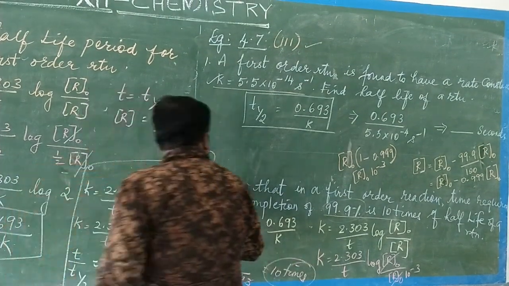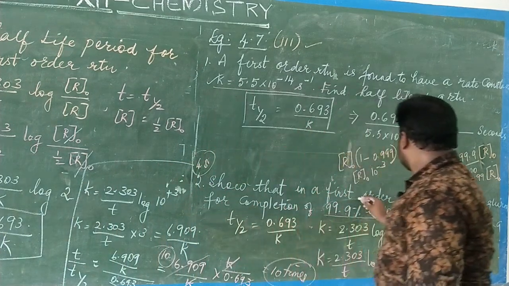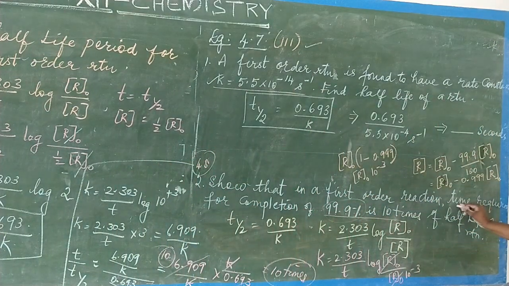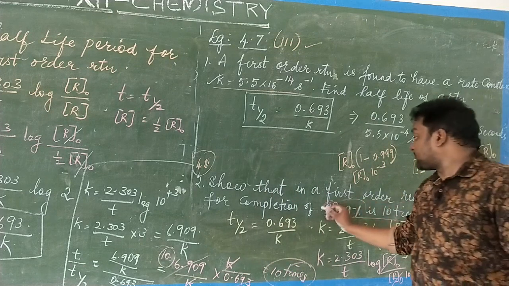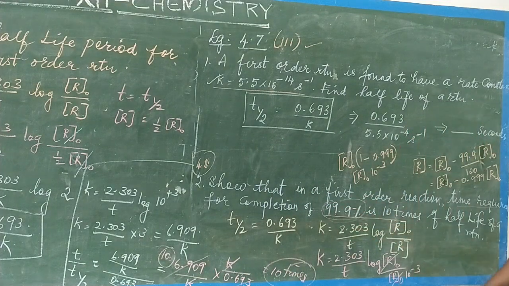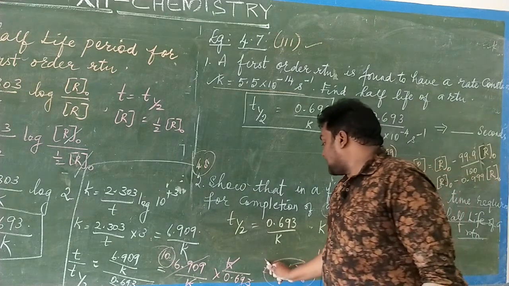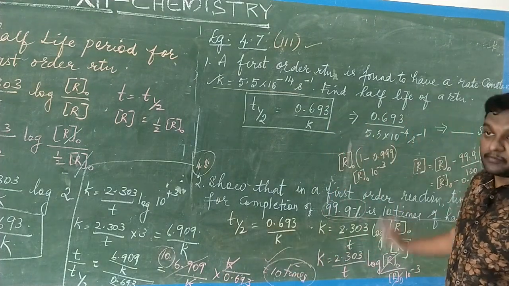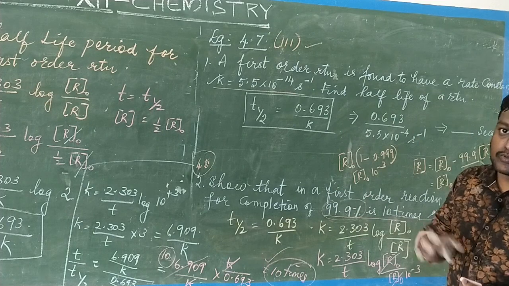So what is asked in the question? Show that in a first order reaction, the time required for the completion of 99.9% is 10 times the half-life of the reaction. So the answer is 10 times the half-life of the reaction, we have found it. This is how we have to do the sum.